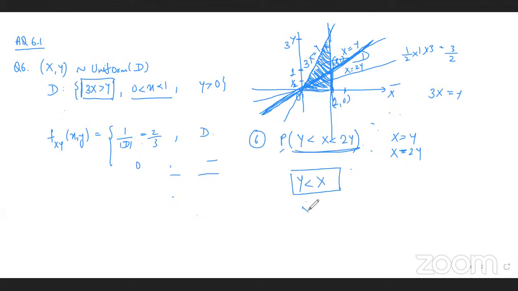But now we want x to be less than 2y. So this line is x equal to 2y. So what should be x less than 2y? It should be above this part, right? This whole thing intersect with this. Okay, so this intersection, if you do, I should make some other figure.